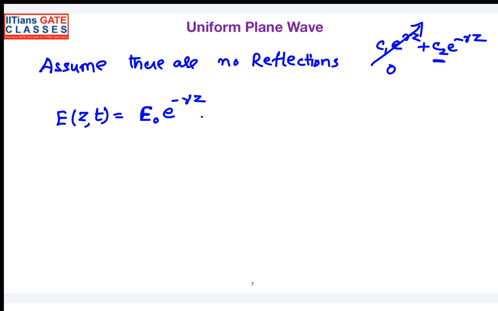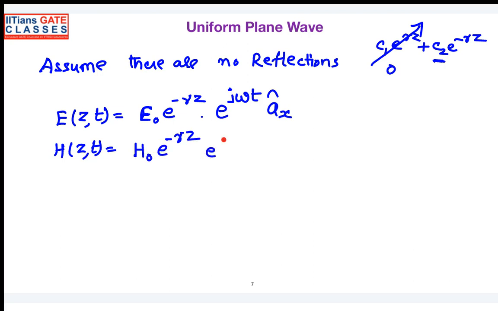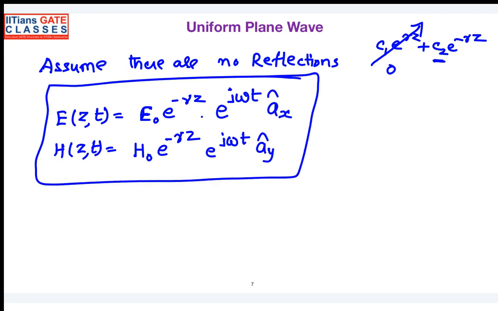And the variation with respect to time is e power j omega t, and the direction will be in the x. This is what we are assuming for the uniform plane wave. Similarly, the magnetic field intensity you can write in the same fashion. If you don't have any reflection, the same equation will follow: H naught e power minus gamma z e power j omega t, direction will be a y cap. So these two represent the solution of a uniform plane wave by assuming there are no reflections.